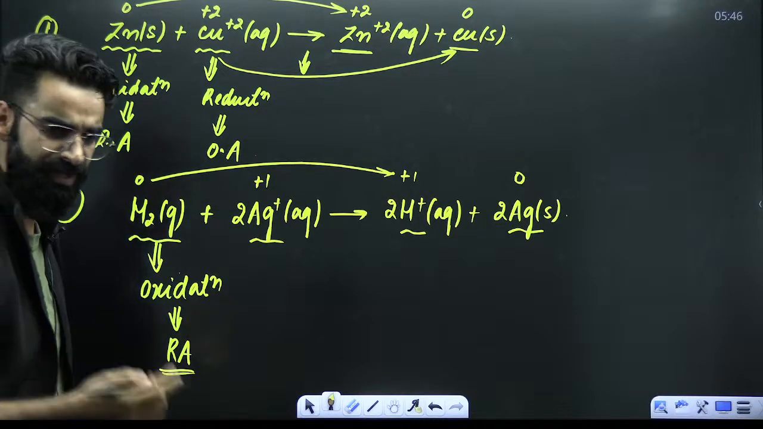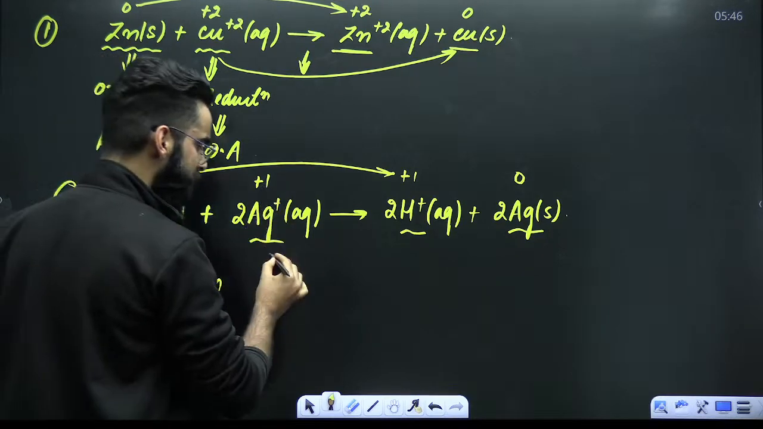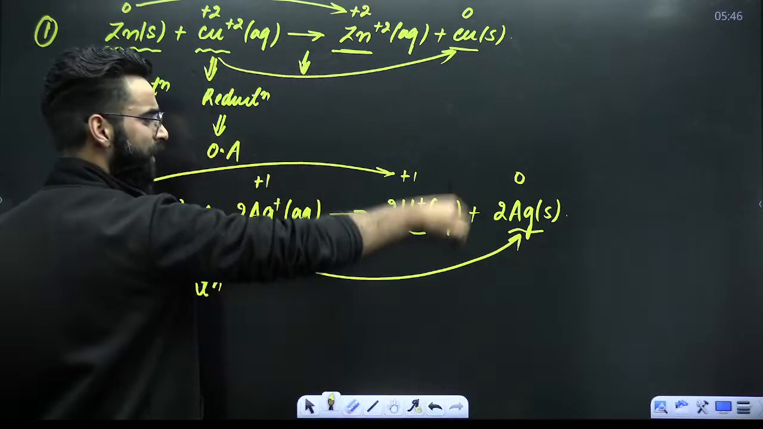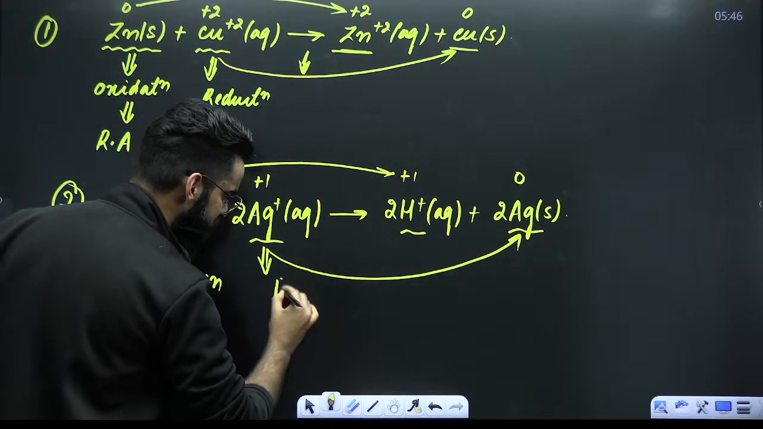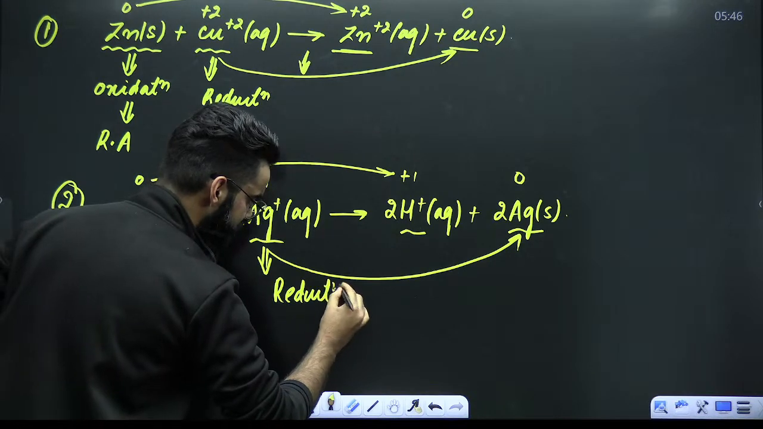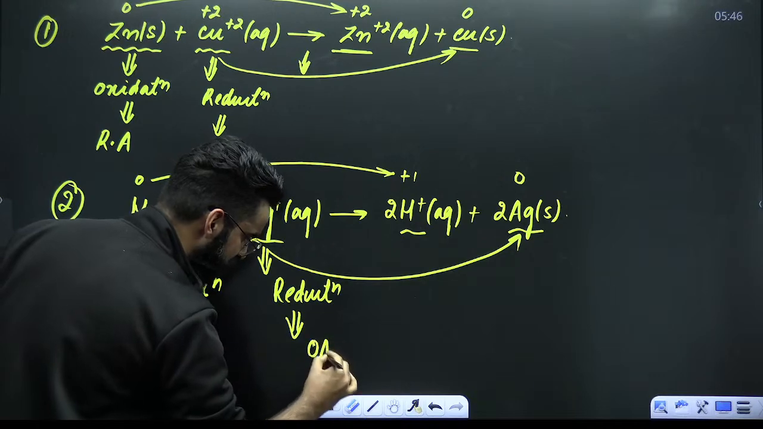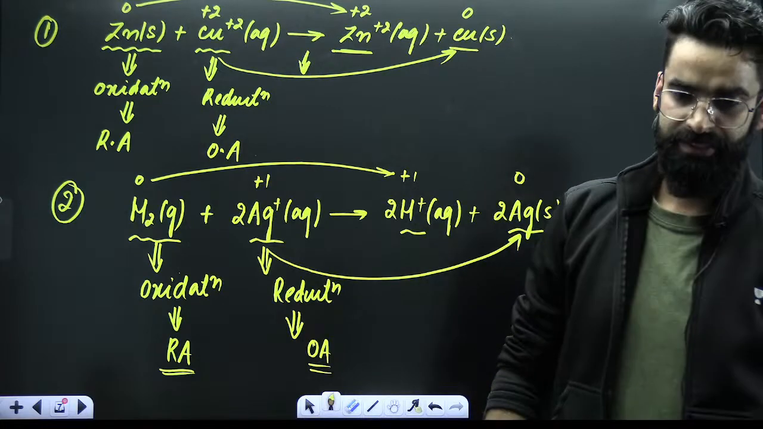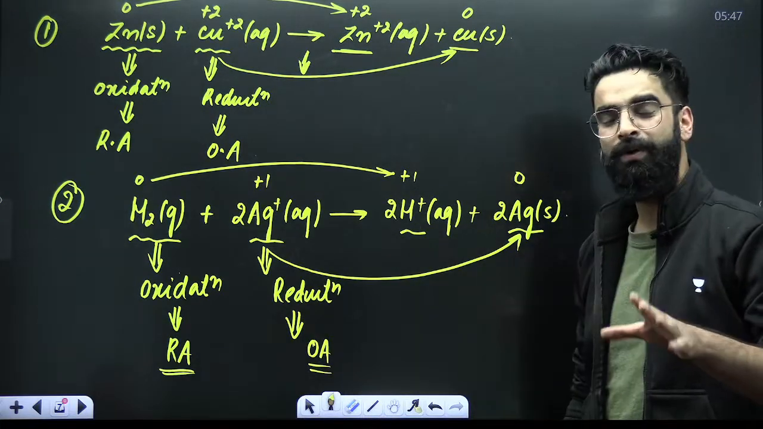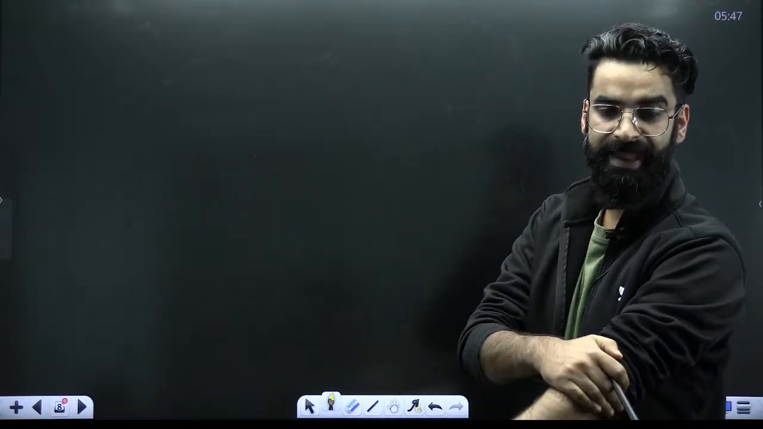In a similar way, check the oxidation state of this particular silver. Plus 1 to 0. Plus 1 to 0 means decrease in the oxidation state. And a decrease in the oxidation state is something which you call reduction. And that particular species which undergoes reduction is something which you will be calling the oxidizing agent, right? So let me know quickly in the chats if you got to know how to identify oxidizing and reducing agent.